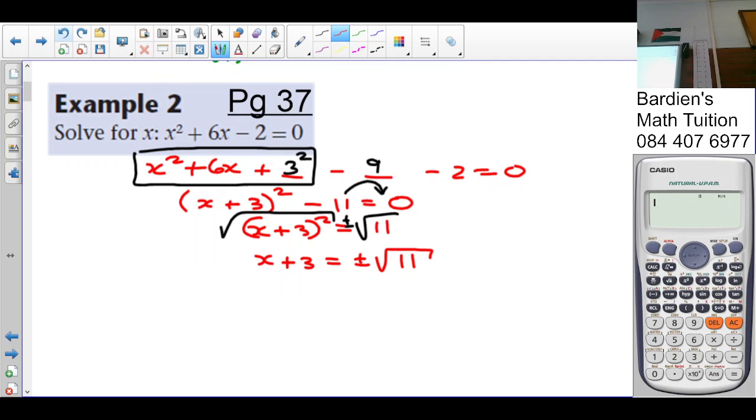Now what do we do? Take the negative 3 over, it becomes negative 3. So x is equal to negative 3 plus minus the square root of 11.